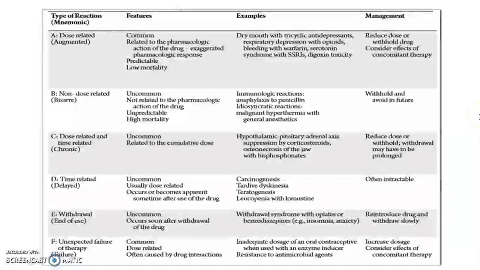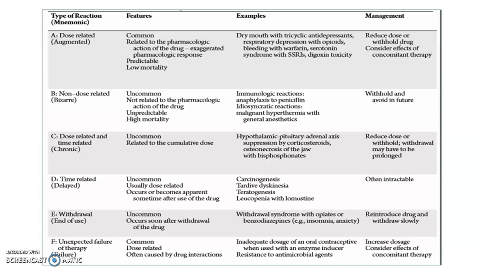The other different types of reactions are dose related and time related. Those we call chronic reactions. It is type C. And type D is time related, that is delayed reactions, which occur because of an ADR. And type E will be withdrawal reactions. We also sometimes call it end of use reactions. Then type F will be unexpected failure of therapy reactions, sometimes also called therapy failure reactions.